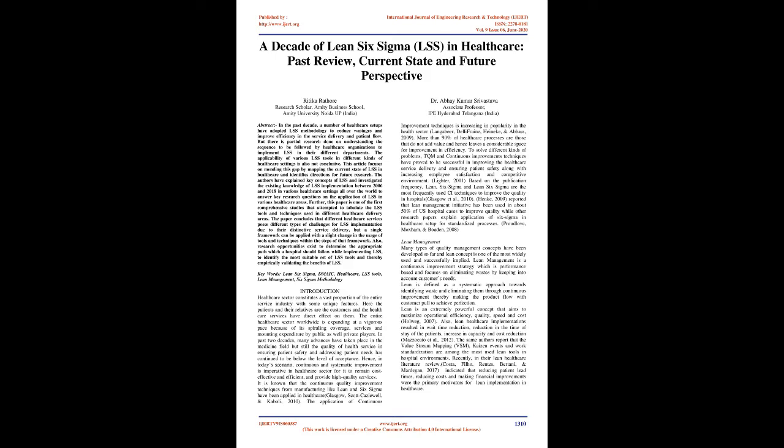Leiter, 2011. Based on the publication frequency, Lean, Six Sigma and Lean Six Sigma are the most frequently used CI techniques to improve the quality in hospitals, Glasgow et al., 2010. Hanke, 2009, reported that lean management initiative has been used in about 50% of U.S. hospital cases to improve quality, while other research papers explain application of Six Sigma in healthcare setup for standardized processes. Proudlove, Moxham, and Boaden, 2008.